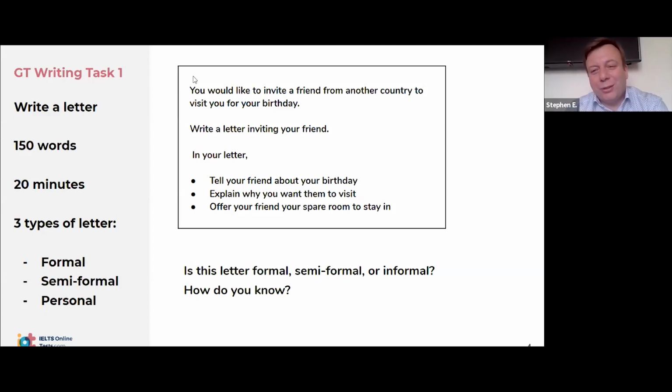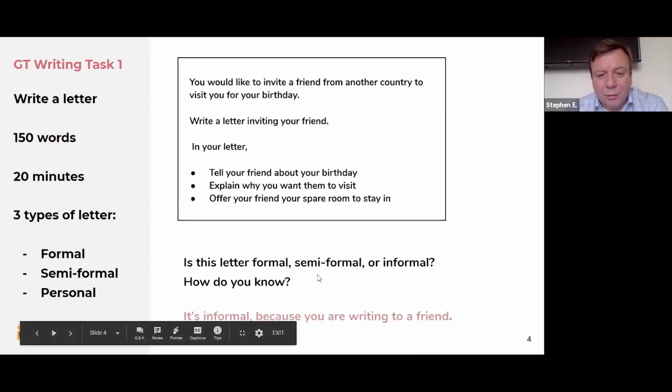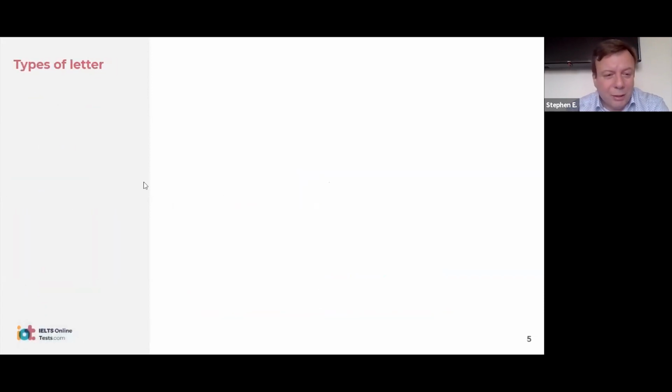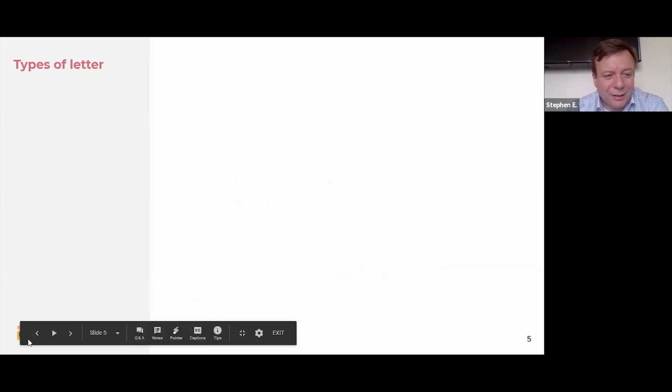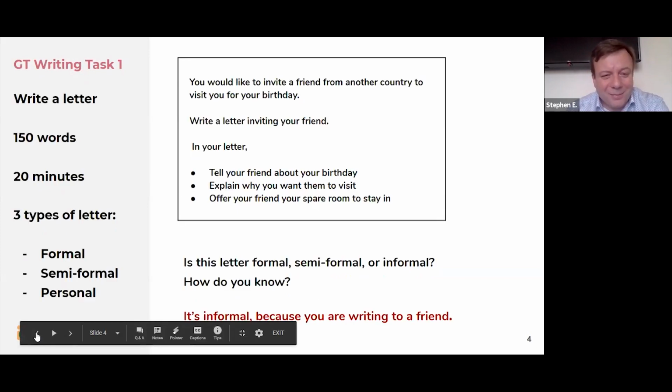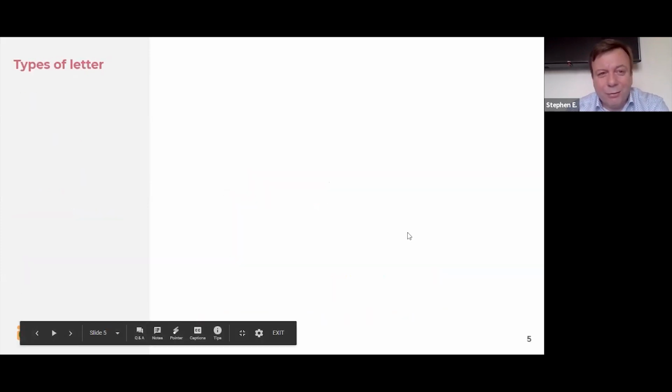Yeah, everyone's on track there. Informal, informal. How do you know? Because you're writing to, let me just go back there. So you're writing to a friend. So everyone got that. So types of letter.